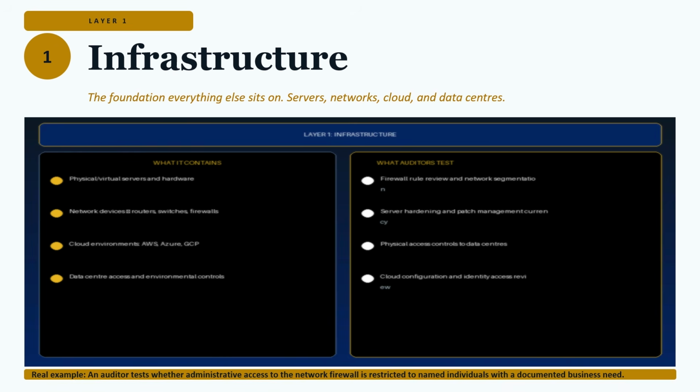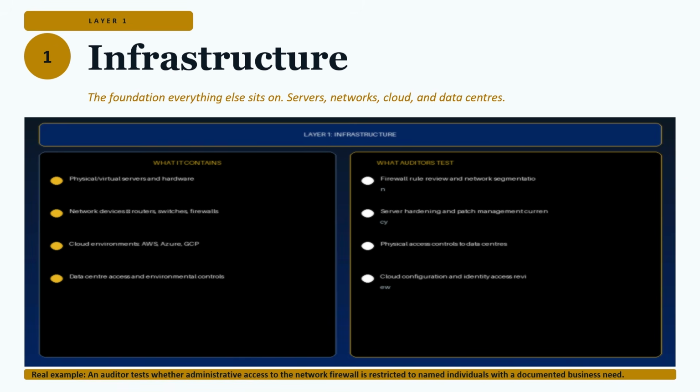So the first layer is the infrastructure, and this is actually the foundation that everything else sits on. When I say infrastructure, I mean the physical and virtual servers and hardware, the network devices like routers, switches, firewalls, the cloud environment, and all that. Now, as an IT auditor, what are we testing at this layer? We're testing the firewall rules and network segmentation, just to check whether the network is designed to limit access between systems that should not be communicating directly with each other.